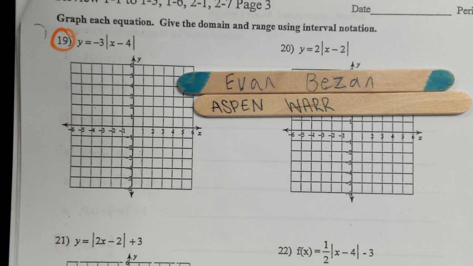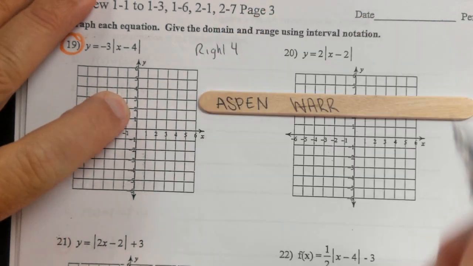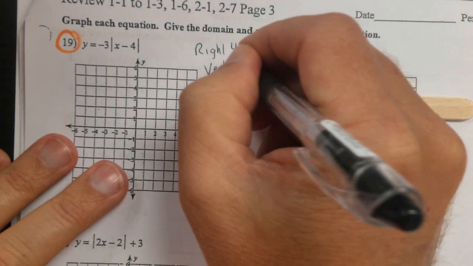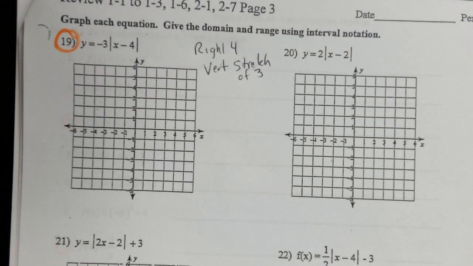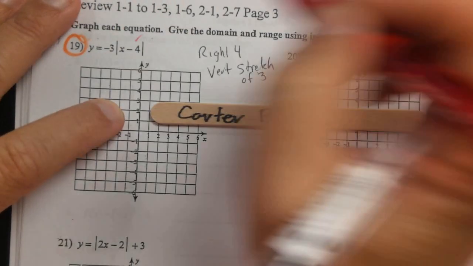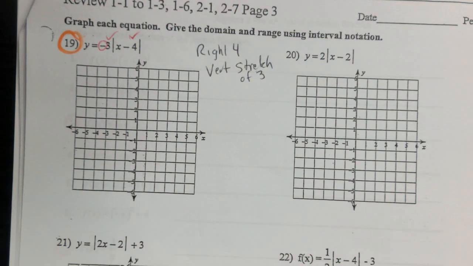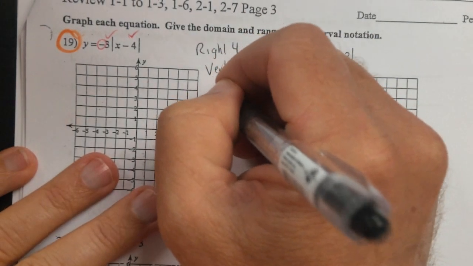Evan, what's one of the transformations to number 19? To the right of 4. Good, right 4. Aspen, what else has happened? There's a vertical stretch of 3. Okay. Correct, that's good. Vertical stretch of 3 or by 3. And Carter, that leaves one more thing to account for. Evan took the 4. Aspen took the 3. What's the negative doing, Carter? What's that do to the graph? A negative out front. Flip it. Flips it over. Good job. So a vertical flip.